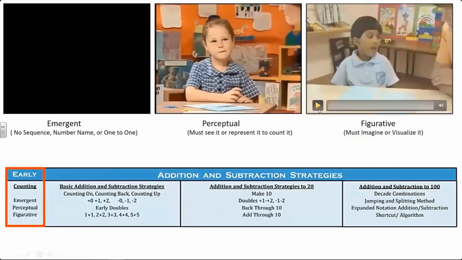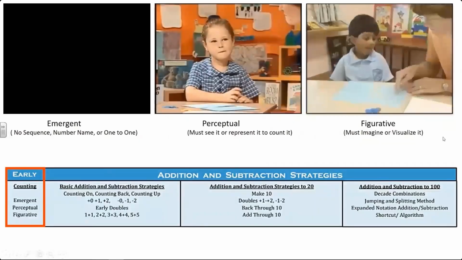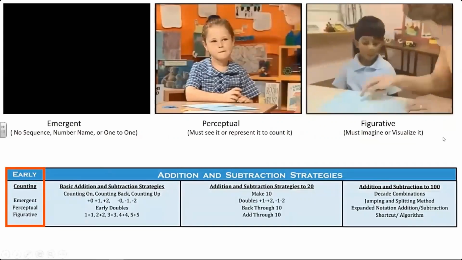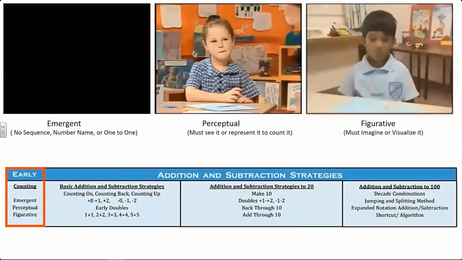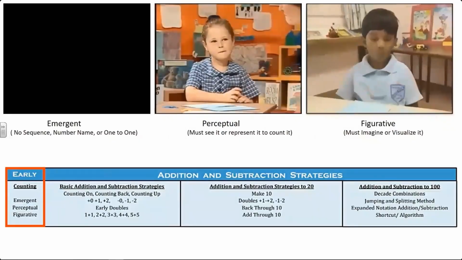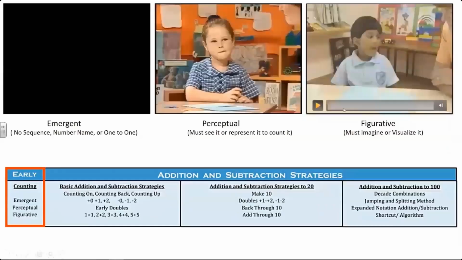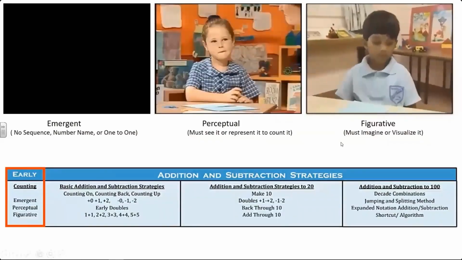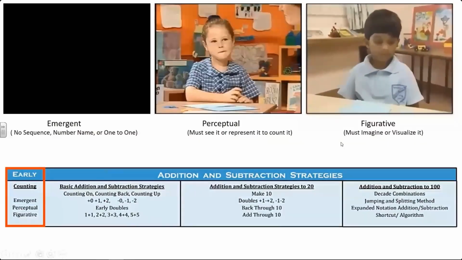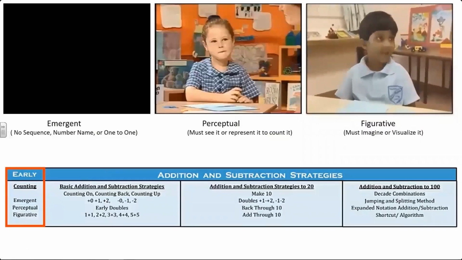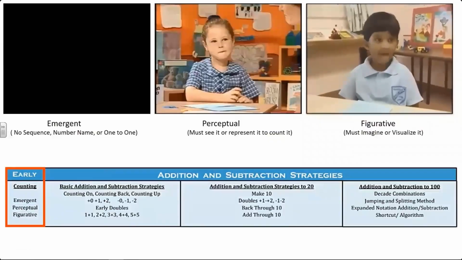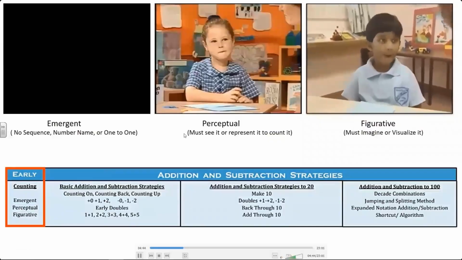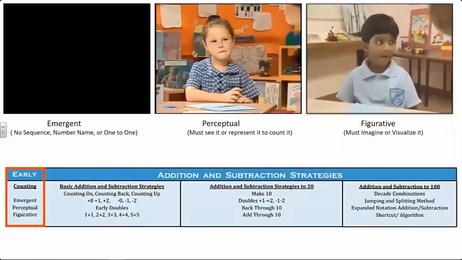And finally, a figurative counter is they don't need to see it, but they need to visualize it and imagine it. I've got 9 counters here and 4 counters there. Thirteen. 13. I wonder why you said 13. Can you tell me how you got 13?